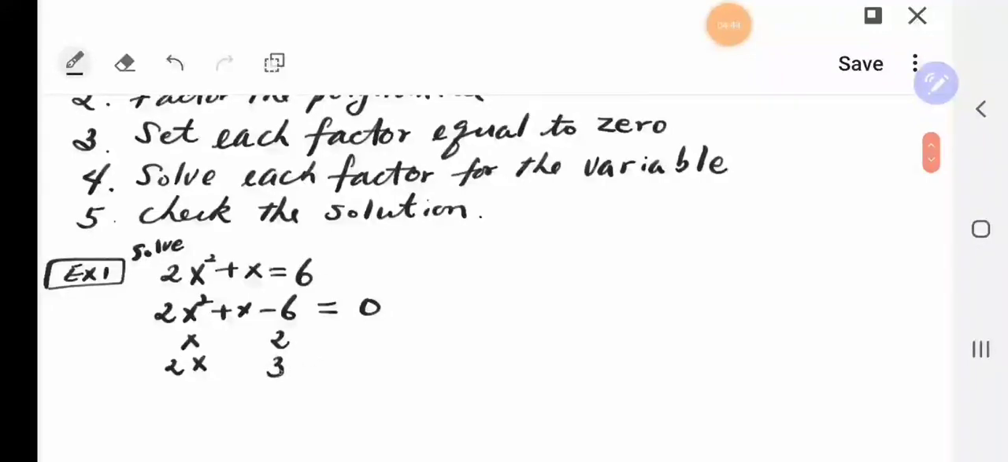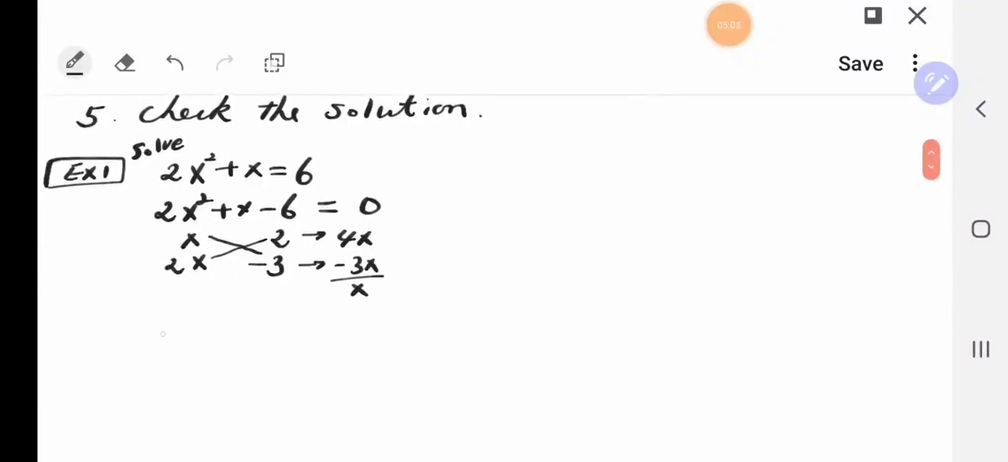2 times 3, and then put the negative sign on 3. Then this will be 4x, and this product is negative 3x, and the sum is x, which is the same as the second term. So from this we can rewrite the equation. The left side of the equation will be the binomial in the first line, and the second factor will be the binomial in the second line, equal to 0.